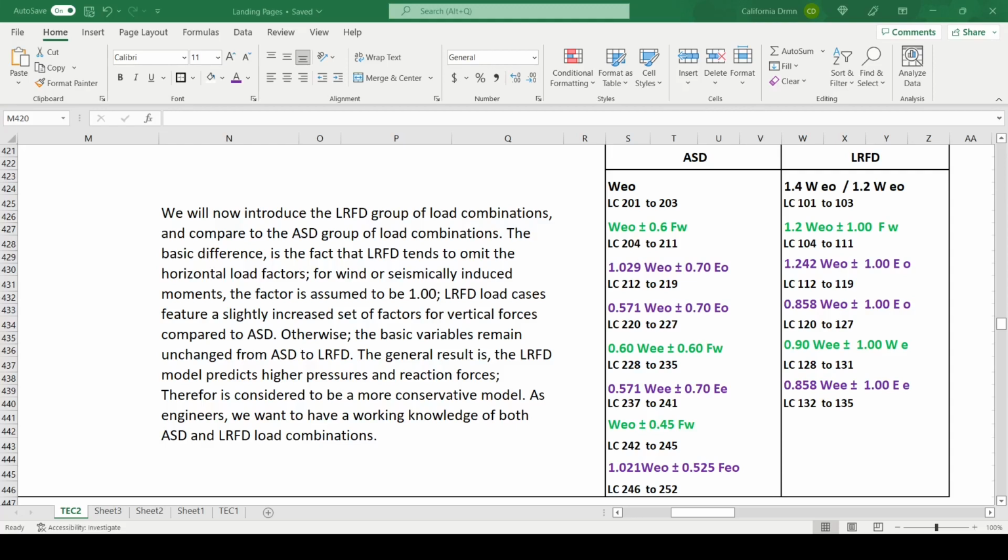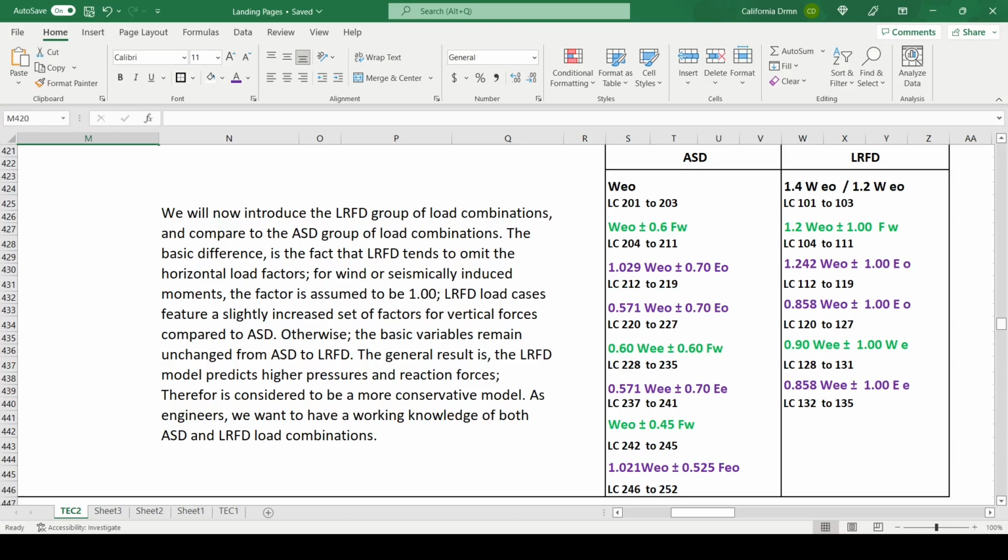We will now introduce the LRFD group of load combinations, and compare to the ASD group of load combinations. The basic difference is the fact that LRFD tends to omit the horizontal load factors. For wind or seismically induced moments, the factor is assumed to be 1.00. LRFD load cases feature a slightly increased set of factors for vertical forces compared to ASD. Otherwise, the basic variables remain unchanged from ASD to LRFD.